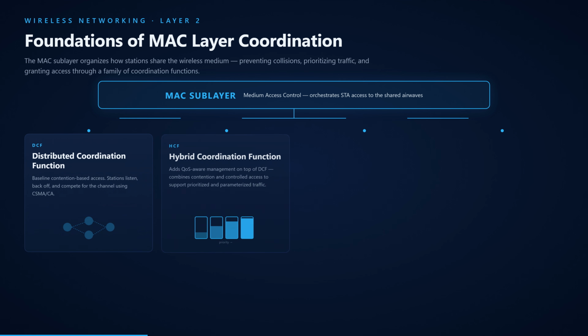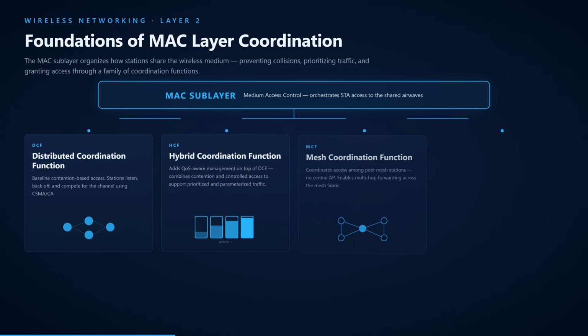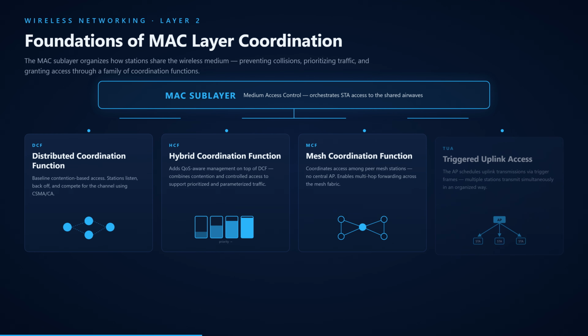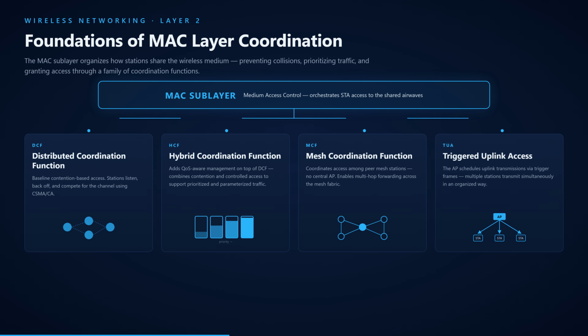Coordination is built upon several sophisticated functional components, each designed for a different type of network demand. At the most fundamental level, we have the distributed coordination function. This is a contention-based approach where devices essentially listen to the medium and compete for the right to transmit. It is the baseline method for the basic communication.